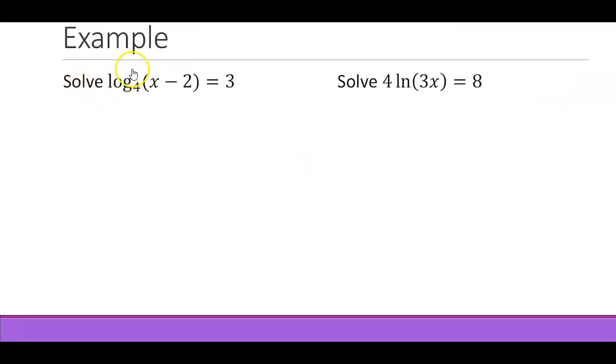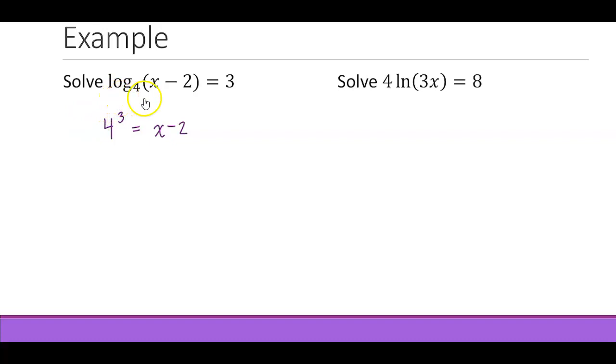Let's take a look at our first example. We want to solve log base 4 of the quantity x minus 2 equals 3. Since I only have one log involved, I can go ahead and rewrite this as its exponential form. So I can take the base of the log, 4, and rewrite this as 4 to the third power. So what the logarithm equals becomes the exponent. 4 to the third equals the quantity x minus 2, the inside of the log.